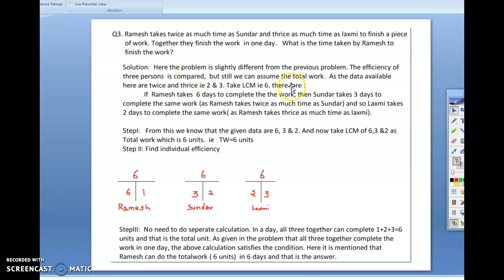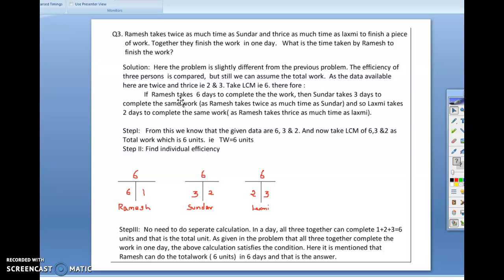The efficiency of 3 persons is given here. So instead of seeing the problem in detail, I am just going to take only the data which is given here. The two data given are twice and thrice. So take only those two and just take the LCM of these two, which is nothing but 6. So therefore we can now assume Ramesh, because Ramesh is the common person of the 3. So I am just considering Ramesh first. Ramesh can take 6 days to complete the work. So that I am assuming based on the LCM value.